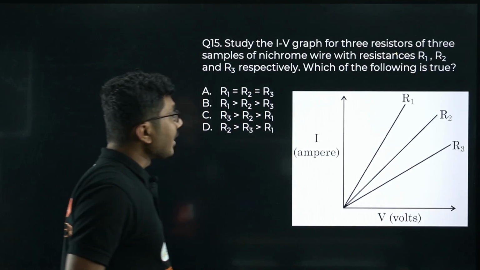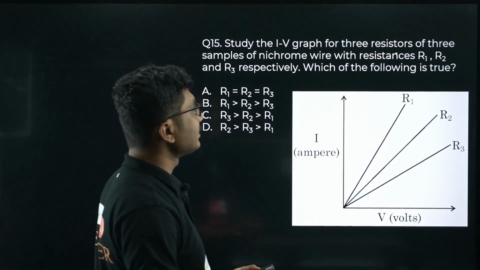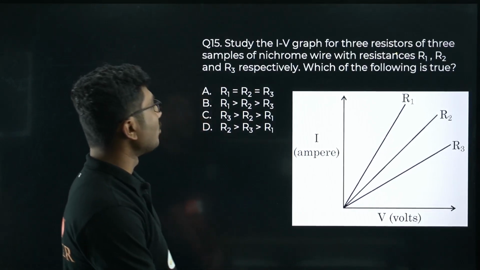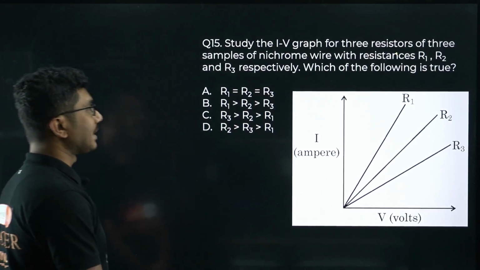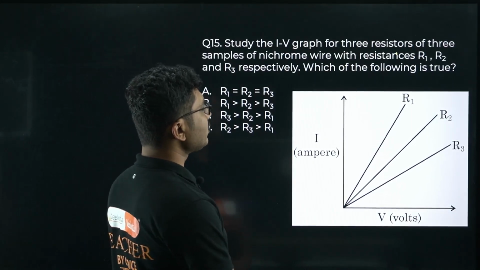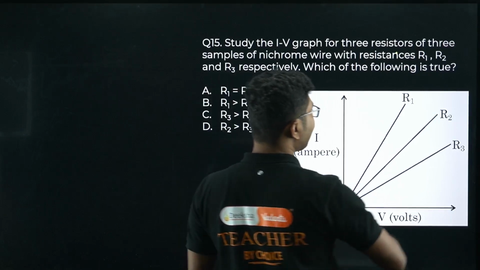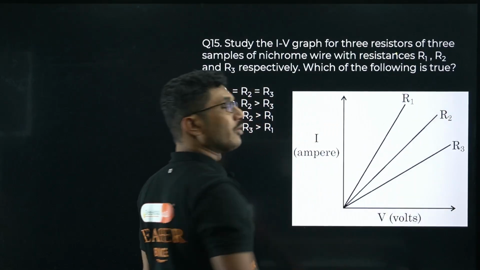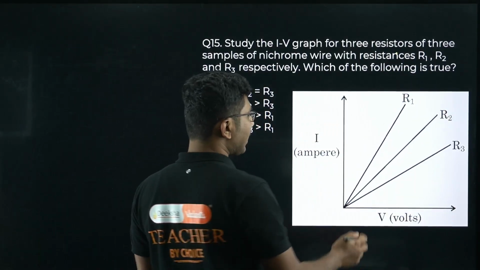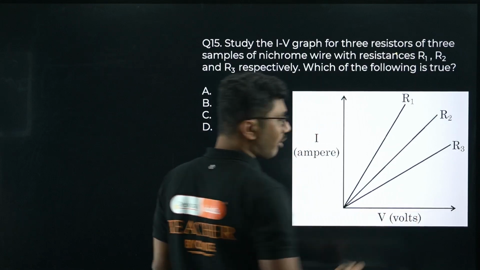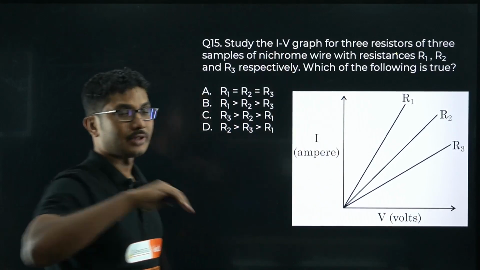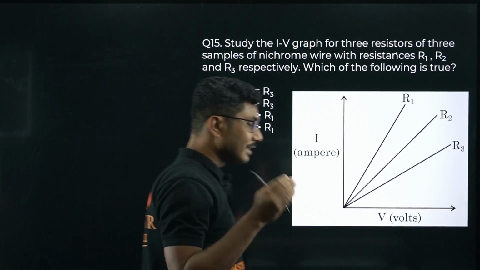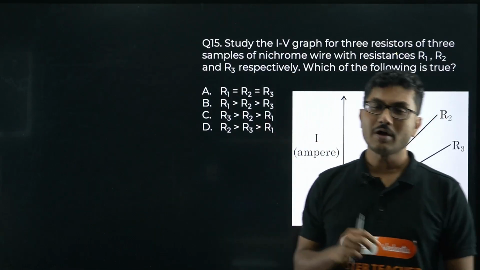Now study the IV graph for 3 resistors of 3 samples of nichrome wire with resistances R1, R2 and R3 respectively. Which of the following is true? So as you can see, there are 3 different graphs. Volt is plotted across the x-axis and I is plotted across the y-axis. So that is something which is different from the diagram given in your textbook.